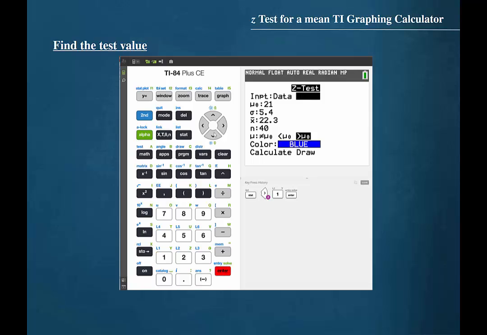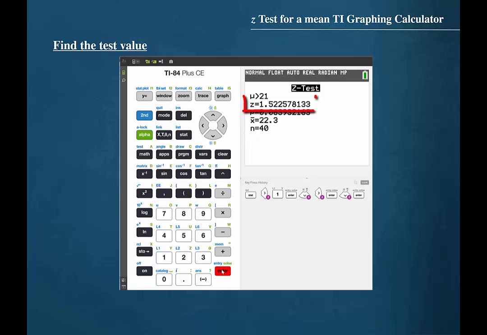Cursor down to the hypothesized mean and type 21. Cursor down to the standard deviation and type 5.4. For the sample mean, type 22.3. Cursor down to the sample size and type 40. The next line requires us to indicate whether the test is a two-tailed test, a left-tailed test, or a right-tailed test. This is a right-tailed test, so we will highlight the greater than symbol and press enter. Now cursor down to calculate and press enter. The calculator then gives us the z-test value of 1.52.